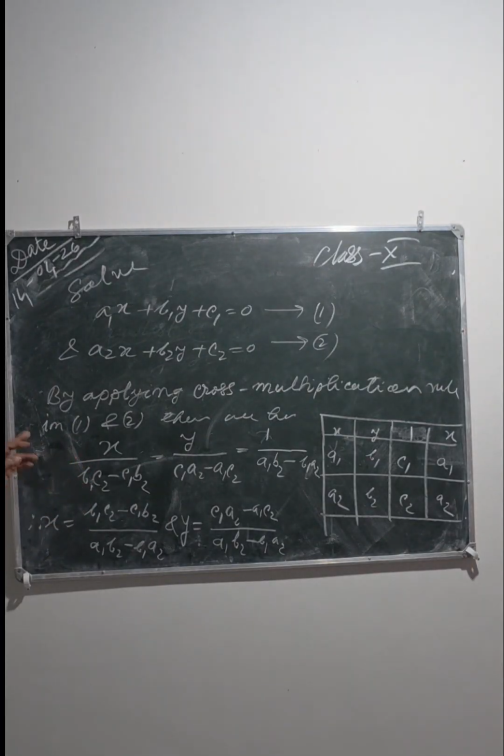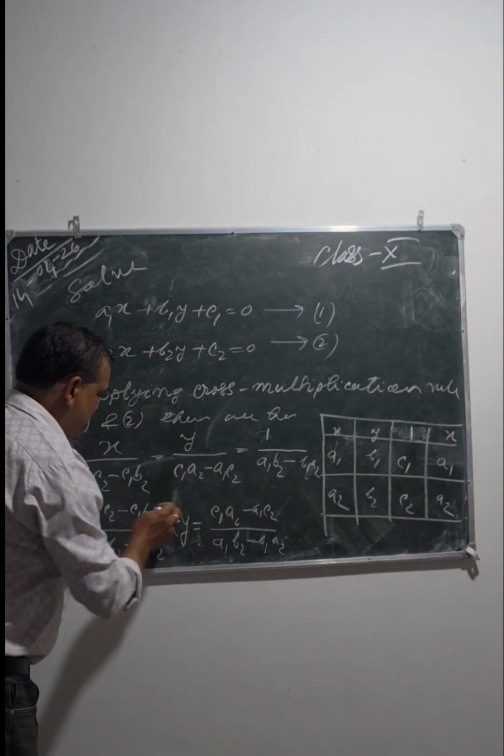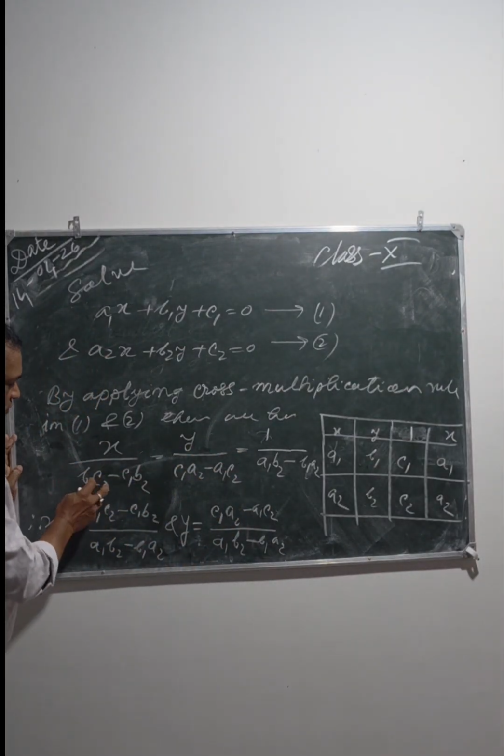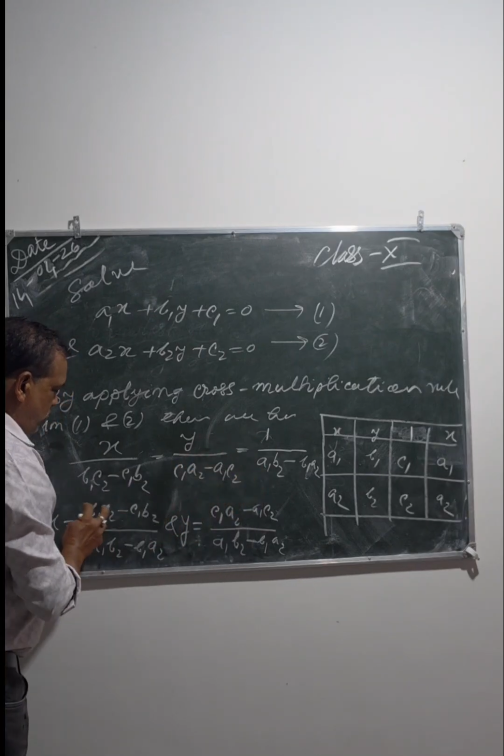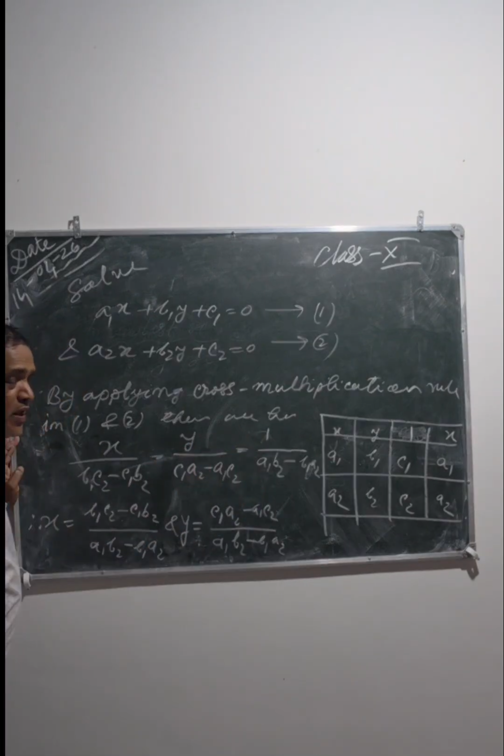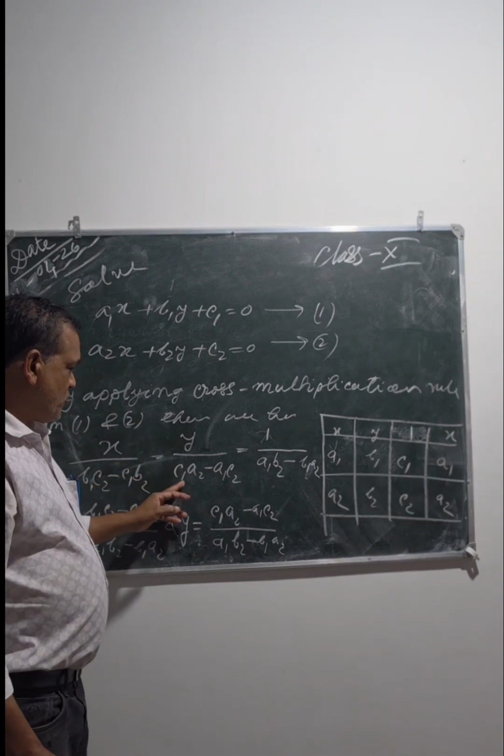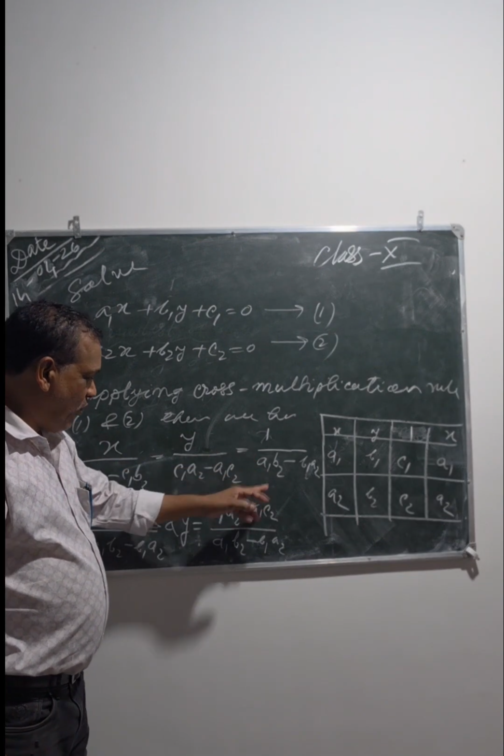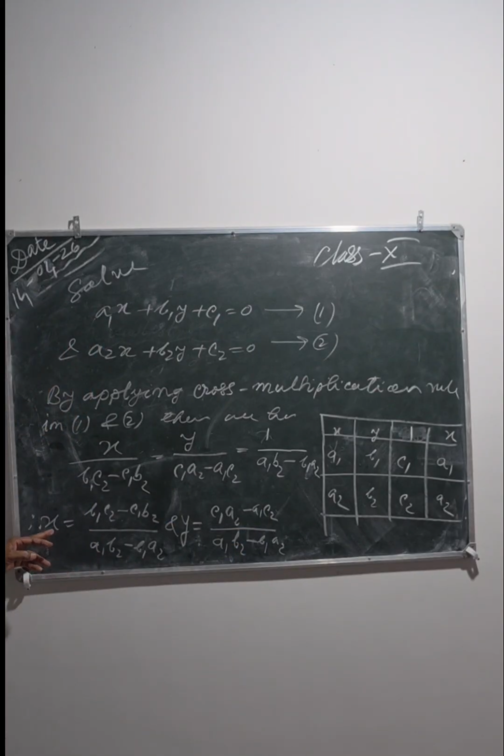If we compare first and last, then we can find the value of x. This one will go up, so x equals this by this. Similarly, if we compare the middle one and the last one, then we can find the value of y in this way. This one will go up and this will be down. So finally, this is how we find the values of x and y. Let us take one example.